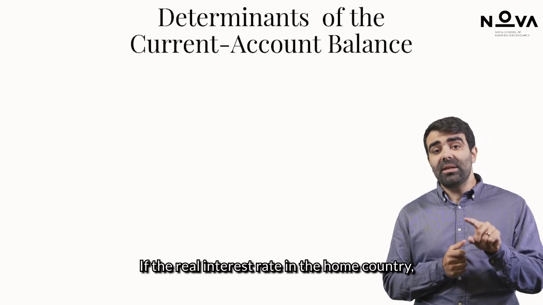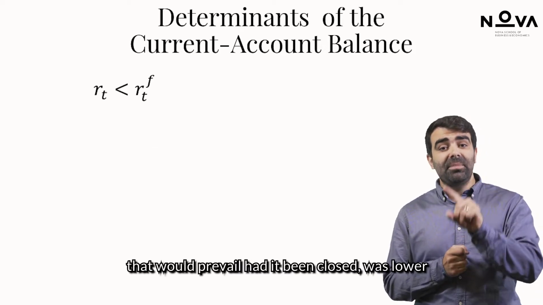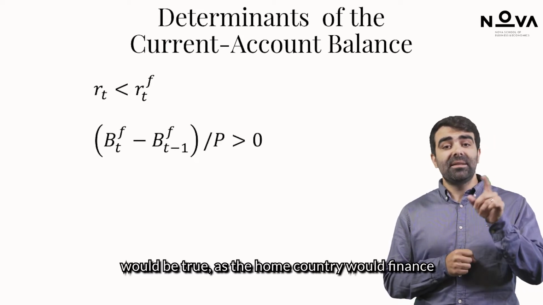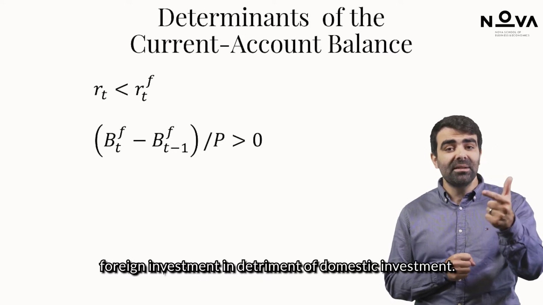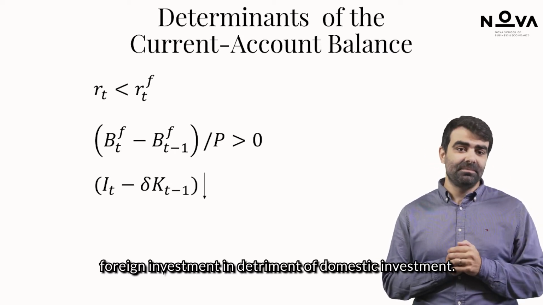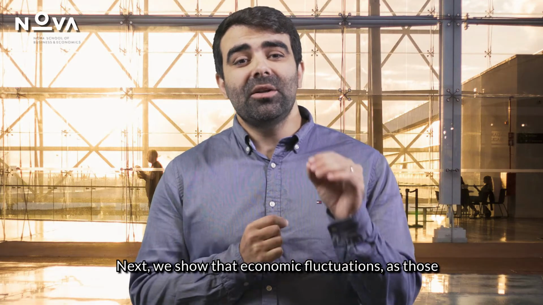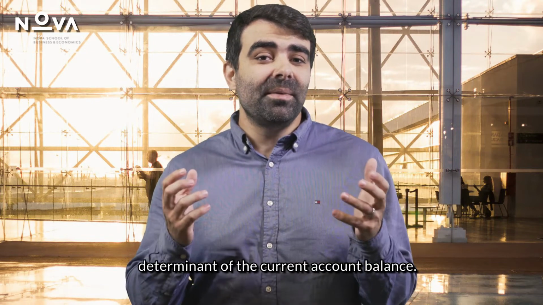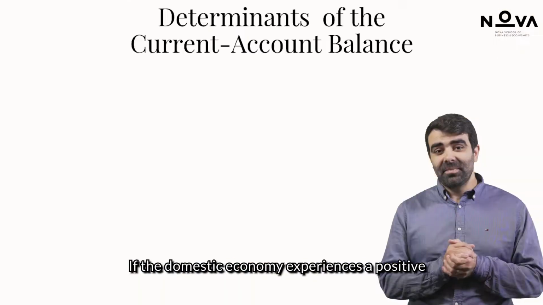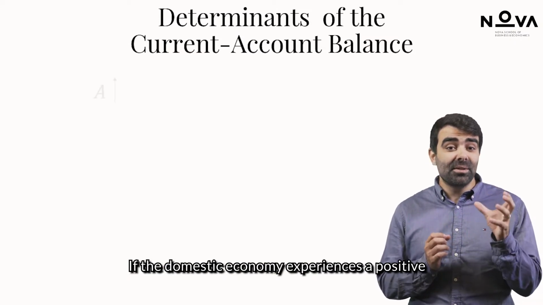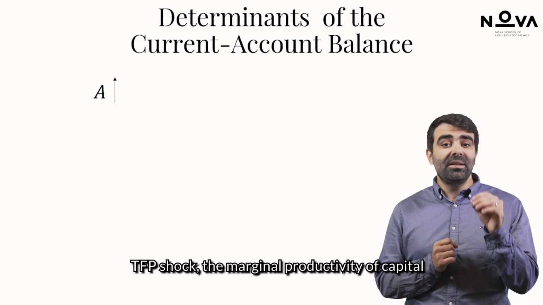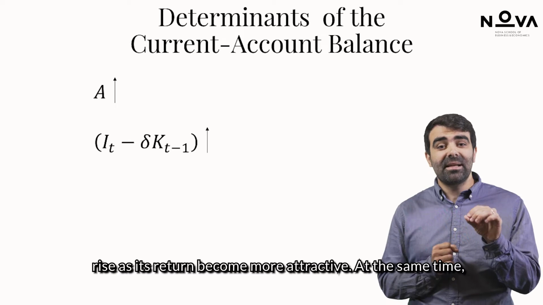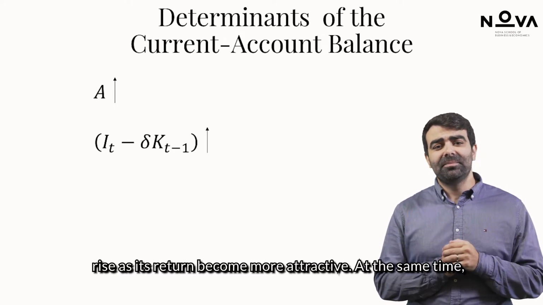If the real interest rate in the home country that would prevail had it been closed was lower than the rest of the world, then the opposite would be true, as the home country would finance foreign investment in detriment of domestic investment. Next, we show that economic fluctuations, as those originated by TFP shocks, can also be a determinant of the current account balance. If the domestic economy experiences a positive TFP shock, the marginal productivity of capital will increase, which means domestic investment will rise as its return becomes more attractive.